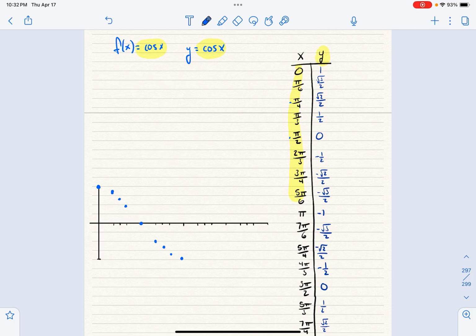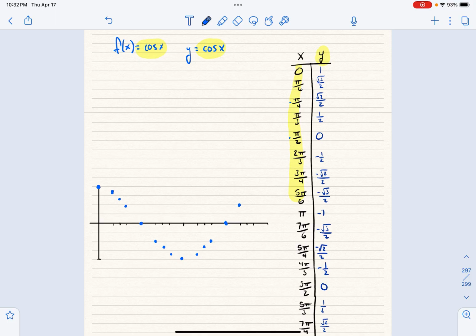At 7 pi over 6, we're at negative square root of 3 over 2, or negative 0.87. At 5 pi over 4, we're at negative square root of 2 over 2, which is negative 0.7. And at 4 pi over 3, we're at negative 1/2. Okay? At 3 pi over 2, we're at 0. At 5 pi over 3, we're at 1/2.